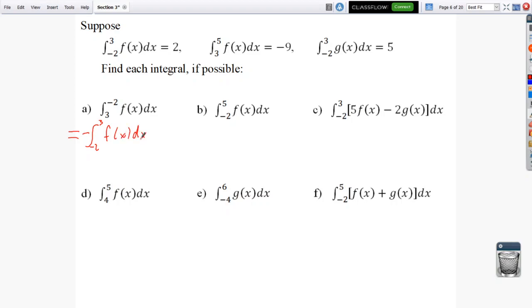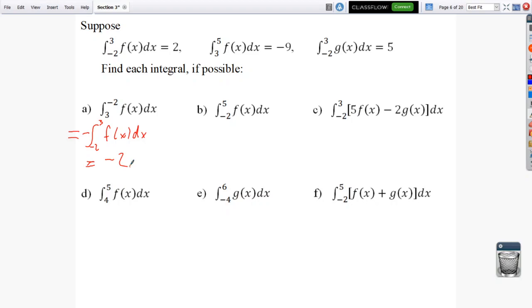So the integral from 3 to -2 of f of x dx is equal to the opposite of the integral from -2 to 3 of f of x dx. And we happen to know that the integral from -2 to 3 of f of x dx is 2. So this ends up being -2. Again, you only know that because of what's given to you.